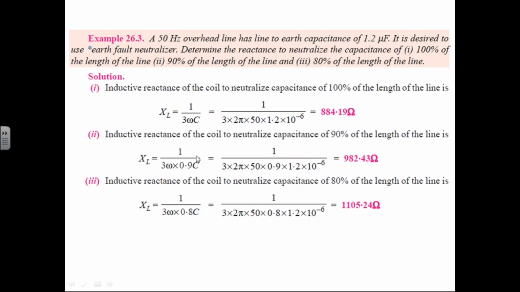Formula is same, only the capacitance value is going to change for a different length of the line. Similarly for 80% it will be 0.8 C. The remaining is all the same, just we have to substitute the values of the frequency and the capacitance. That's all. You can get the different reactance values. Okay? Are you able to understand?